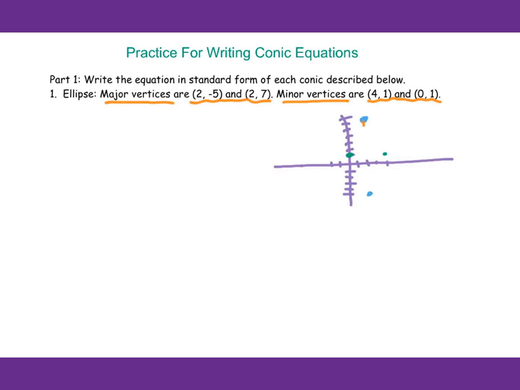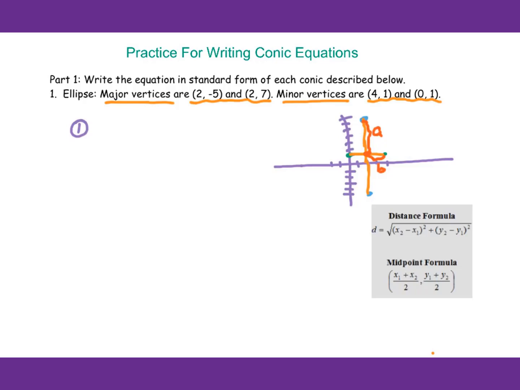We connect major vertices and minor vertices. We can get this is a center. And also we know from here to here, that's A. And from here to here, that's B. Therefore, first step, using this midpoint formula to get the HK.